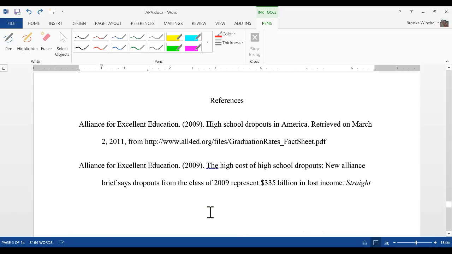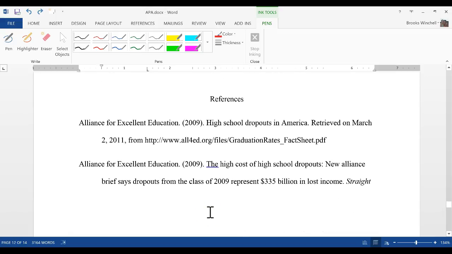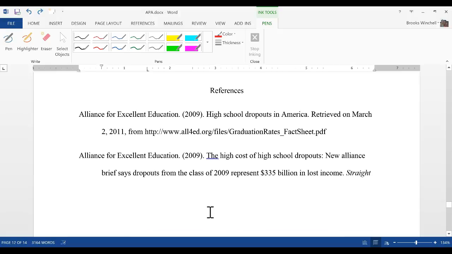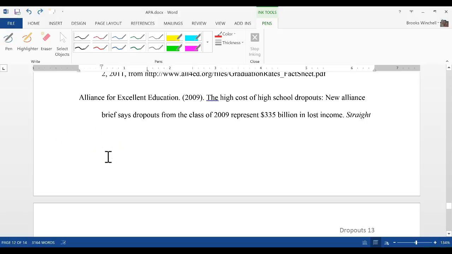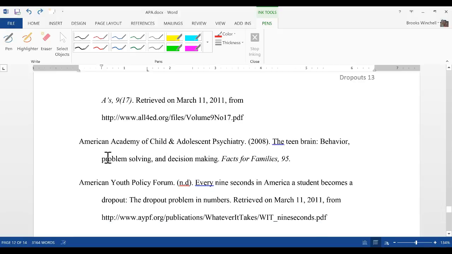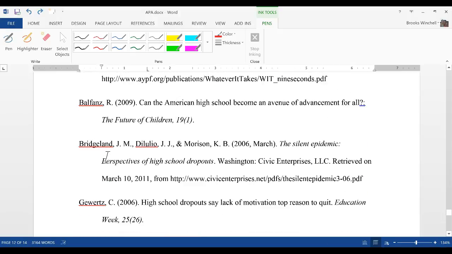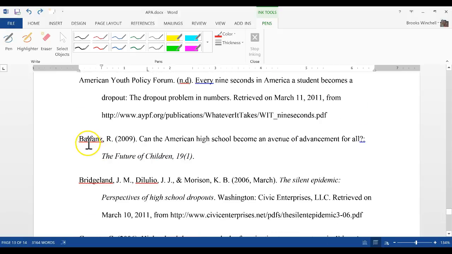Here's an example of that reference page from the article on high school dropouts. As we can see, the sources are all alphabetized. There's the Alliance for Excellent Education that we saw in that other example, 2009. Here's the title, here's the retrieved on date, and here's the website. So that's a nice example of a citation. She alphabetized all of her sources, and she has multiple sources here. And notice how she used that hanging indent.